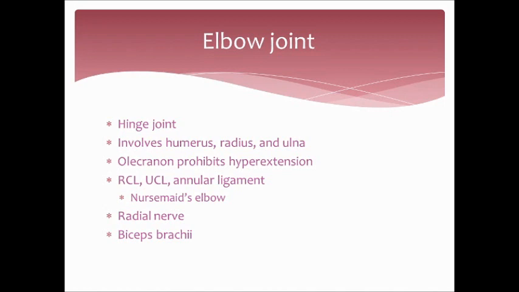If the radial head becomes partially dislocated in childhood, that's called nursemaid's elbow. This is usually caused by a parent lifting their child up by the arm. One of the nerves that runs through this joint is the radial nerve, and the biceps brachii tendon crosses from your arm into your forearm over the elbow joint.